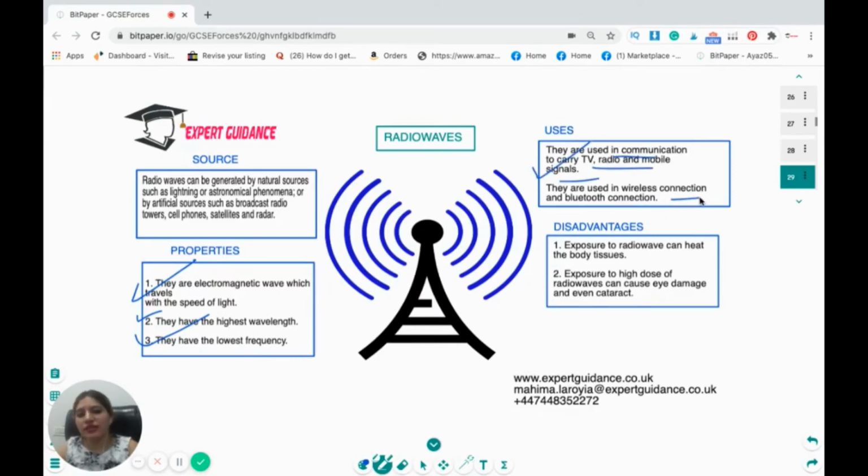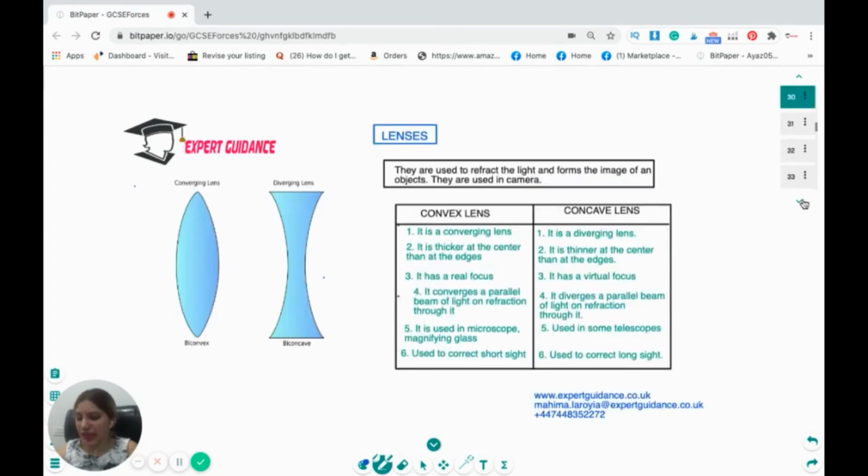The uses are they are used in communication to carry TV, radio, and mobile signals. They're used in wireless connections and Bluetooth connections. The disadvantages are that exposure to radio waves can heat the body tissues, and exposure to high dose of radio waves can cause eye damage and even cataract.